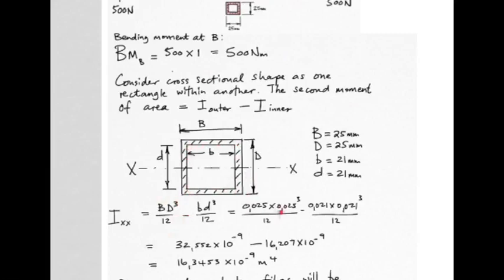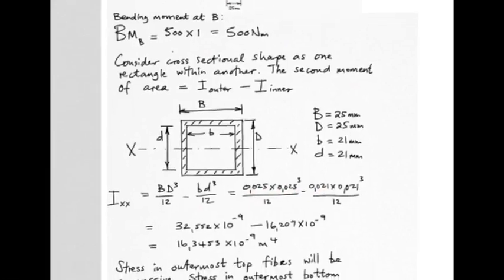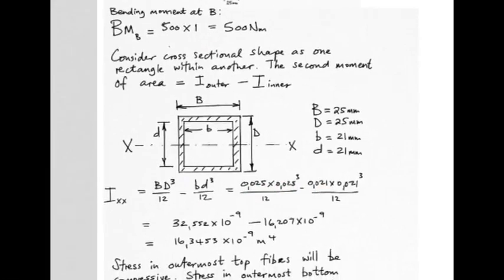We insert the various dimensions. Remember to work in base SI units of meters, 0.025, 0.025, 0.021, etc. Calculate it, and you find Ixx for this piece of square tubing in cross section to be 16.34 times 10 to the minus 9 meters to the fourth.